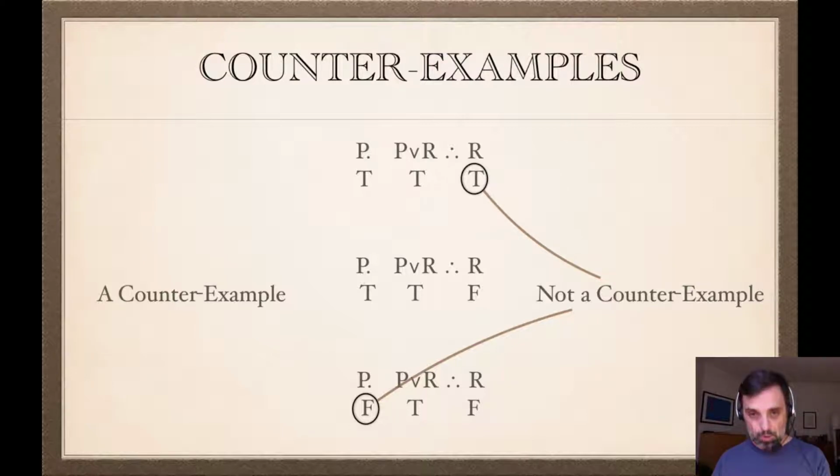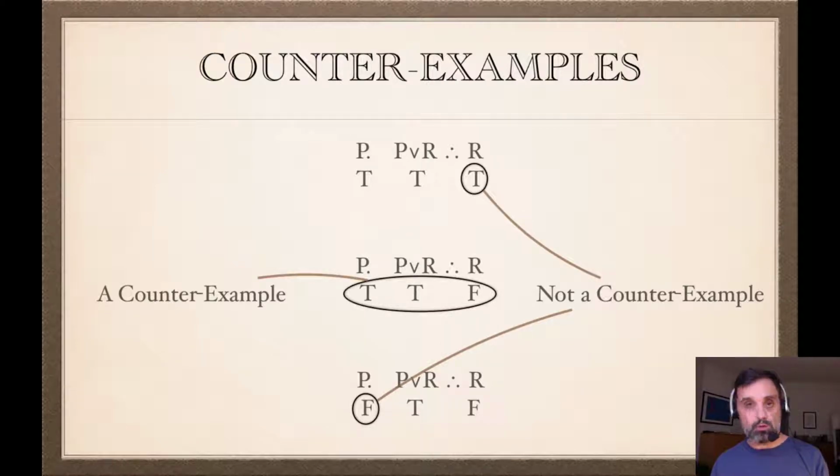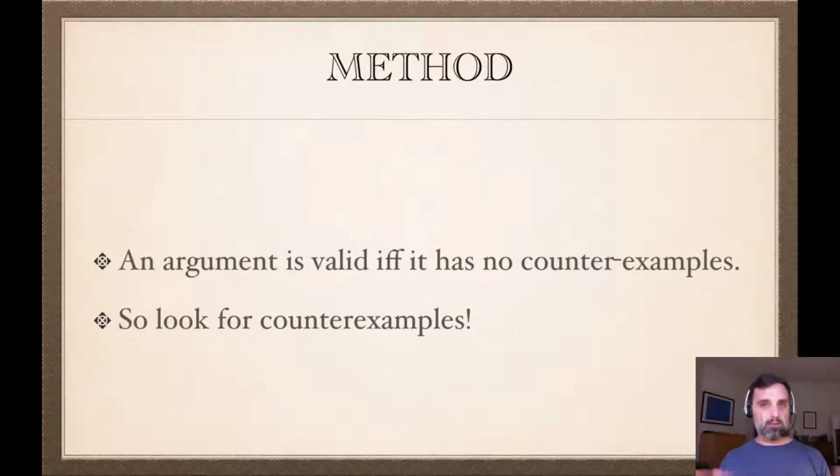Now, if we look at this middle row, we have that P is true and P or R is true, but R is false. And so on this row, we do have a counterexample because all the premises are true and the conclusion is false. So that's what you need for a counterexample. So an argument is valid if and only if it has no counterexamples, right? It's valid if and only if when the premises are true, so is the conclusion, which is the same way of saying there's no situation in which the premises are true and the conclusion is false, and that's a way of saying there are no counterexamples.